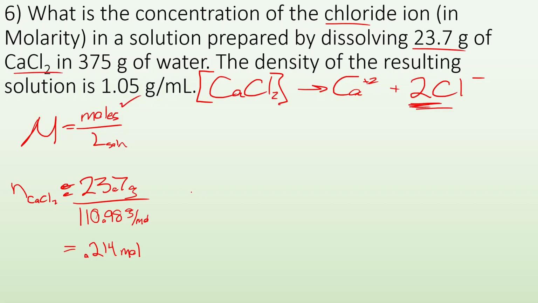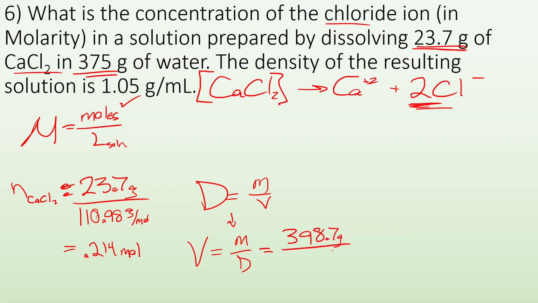So now I got my moles. Now I need my liters of solution. So again, my density is mass over volume. If I want volume, it's going to be volume equals mass over density. Now the mass has to be of the mixture. So I added 23.7 grams to 375 grams. So my total mass is going to be 398.7 grams, divided by the density of 1.05 grams per milliliter. When I do that math, I end up with 380 milliliters, but I convert that to liters. I just divide by 1,000, and I end up with 0.380 liters.